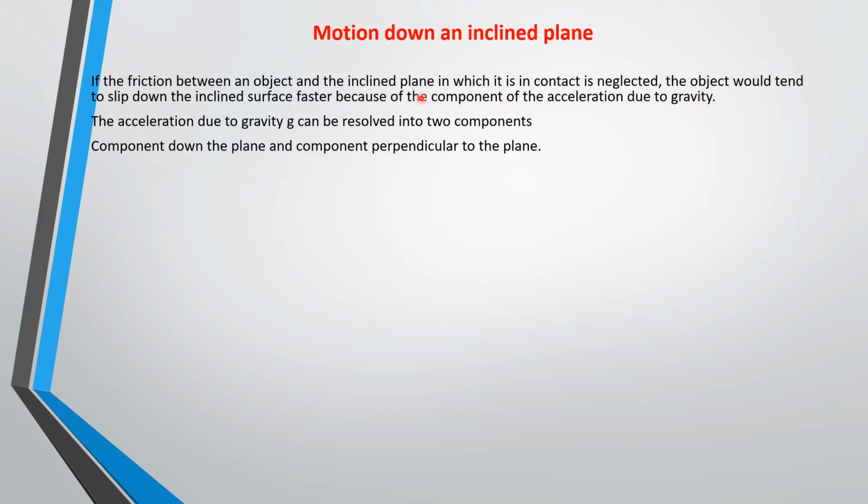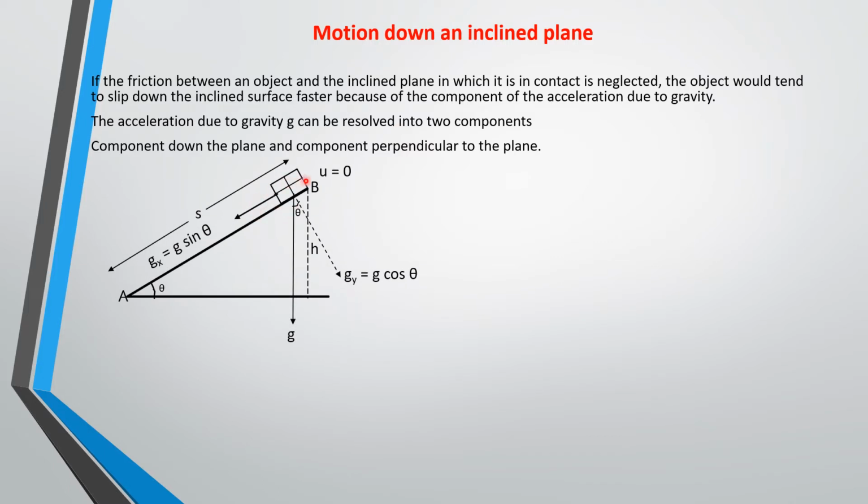For this particular gravitational motion, the acceleration due to gravity can be resolved into two components. That is, the component along the plane and the component perpendicular to the plane. Is that okay? This is the picture of what I'm talking about. At this point B, the initial velocity is equal to 0 for this box. Now, if the friction between this box and this inclined plane is neglected, then this block will slip down, right? It will slip down.